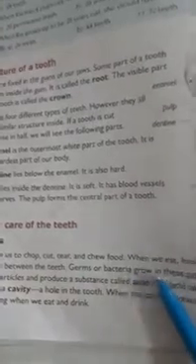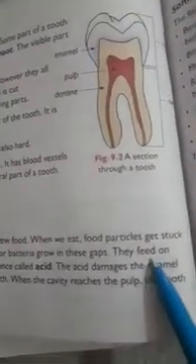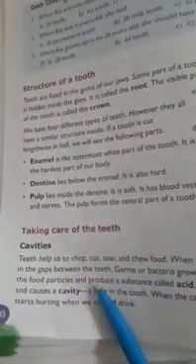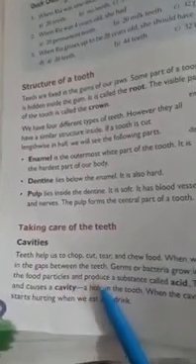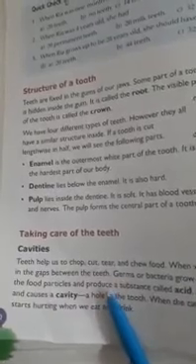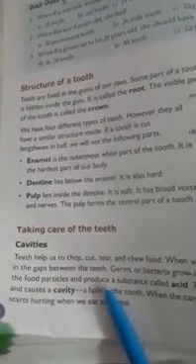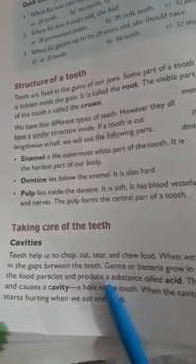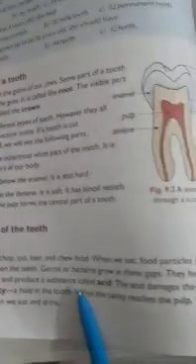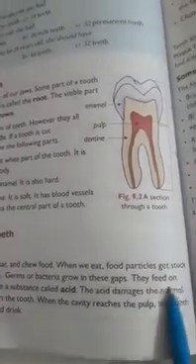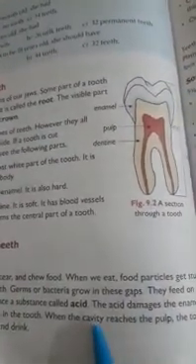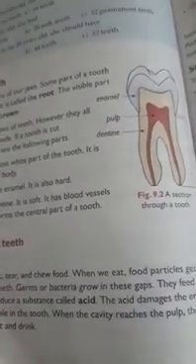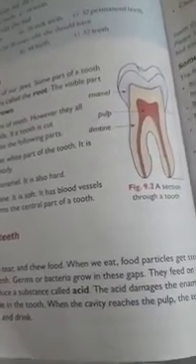When we eat, food particles get stuck in the gaps between the teeth. You know children, there are some gaps between the teeth. In our 32 teeth, there are some gaps. So when we eat something, food can get stuck in these gaps. Germs or bacteria grow in these gaps. So when food is stuck in these gaps, in this leftover food, germs and bacteria can grow.